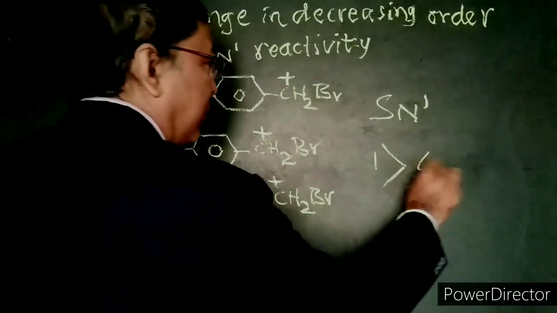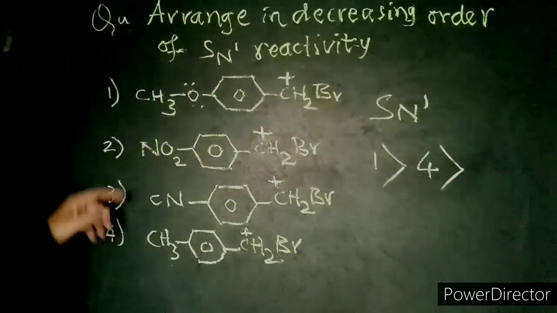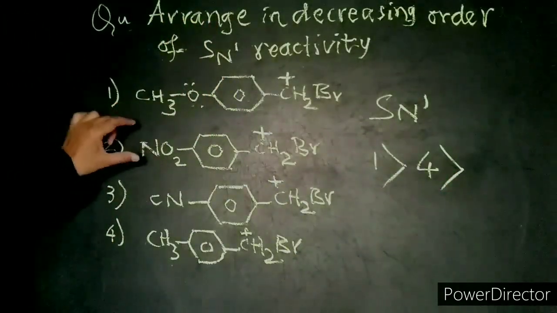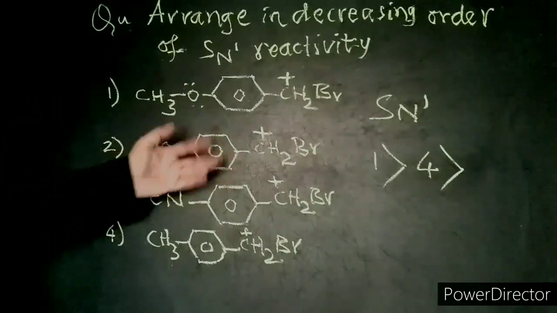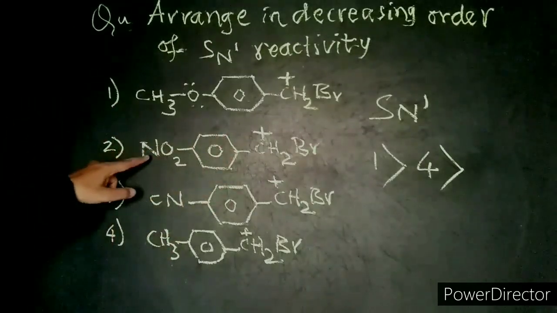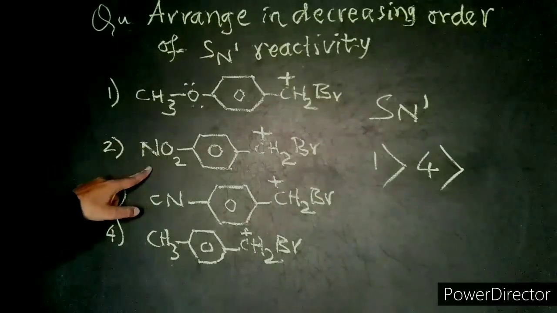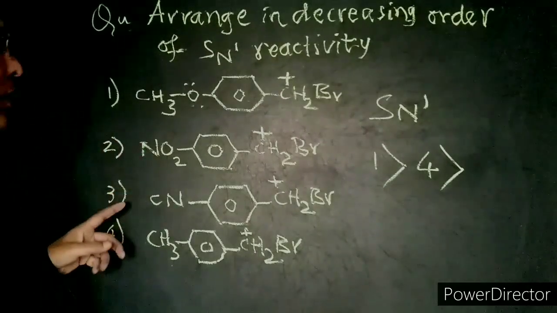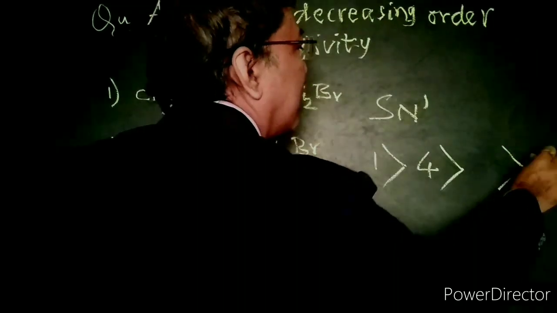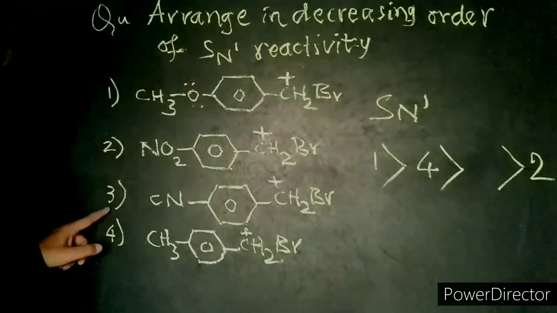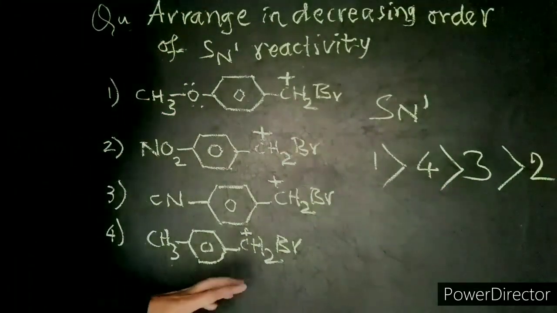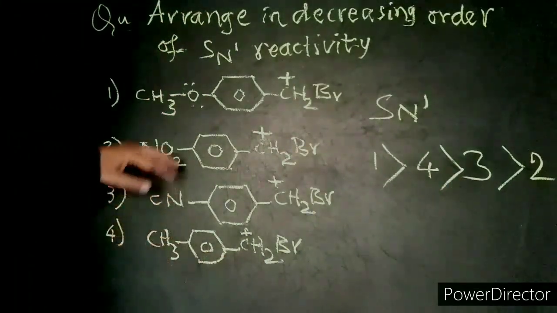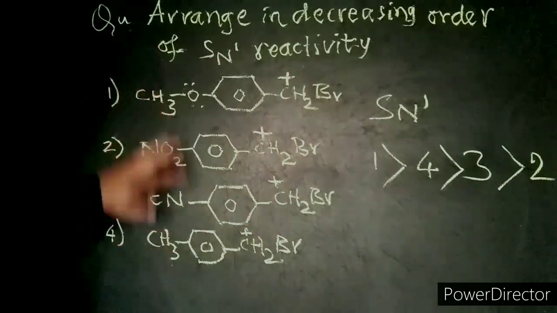Then the fourth one. And as you see, NO2 is a powerful electron withdrawing group. Due to the minus I effect, it destabilizes the carbocation, therefore it undergoes SN1 reaction least, meaning it will come at the end, and then comes the third. So this is the order of reactivity for SN1 in these molecules.